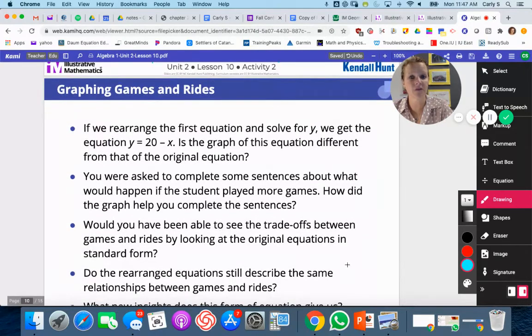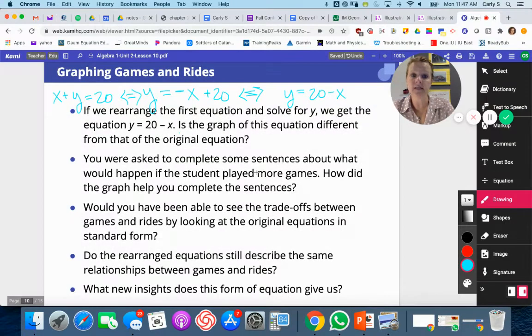If we rearrange the first equation to solve for y, we get y equals 20 minus x. We didn't do the first equation. I would have written it negative x plus 20. Is the graph of this equation different from the original equation? The original equation would be x plus y equals 20. These are equivalent. I've not done anything algebraically incorrect, so I know the equations are equivalent. I could also say, like they did, 20 minus x. Those are all equivalent.